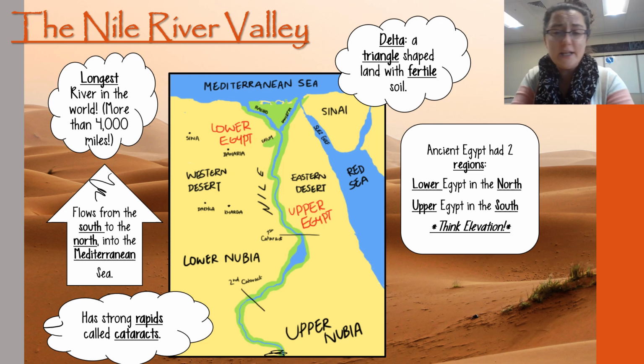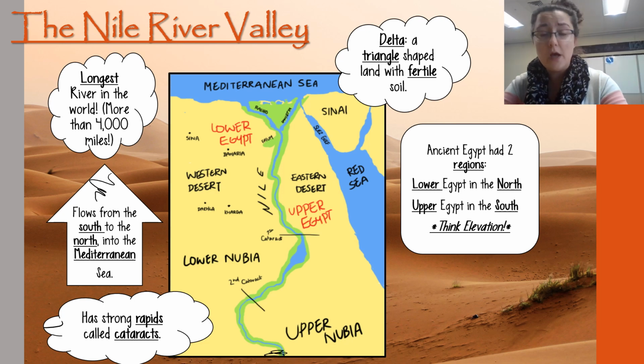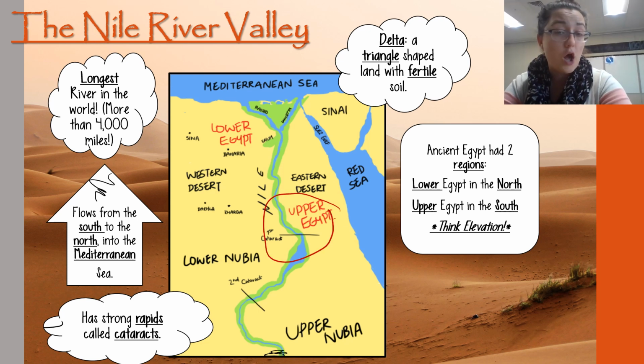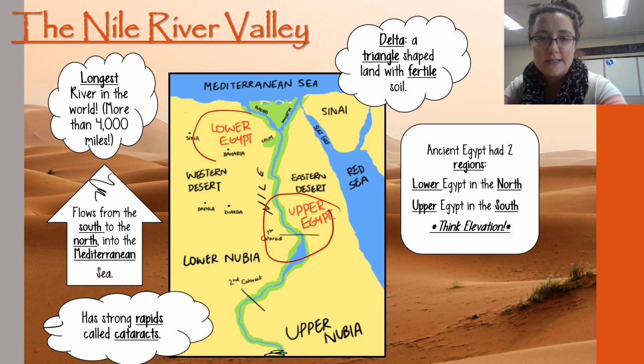Now, ancient Egypt had two regions that it divided up into. It had Upper Egypt and Lower Egypt. Now here's the thing about this. Upper Egypt, you might notice, is in the southern part of Egypt, and Lower Egypt is in the north.